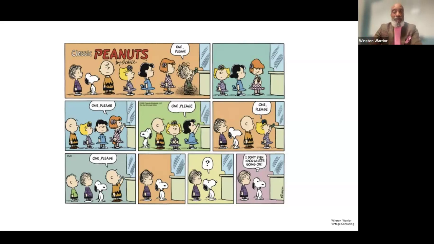So please forgive me, but I love starting with these Peanuts cartoons, okay? You see the line of the cast of characters, and they're like, hey, one, please. And then Lucy's looking around and somebody's like, one, please, one, please. And Snoopy's like, I don't even know what's going on. Well, a good marketer can sell anything. And so somebody's a good marketer in this script because they're saying, hey, I want this and I'm in line for it. And that's what we want for your business as well.